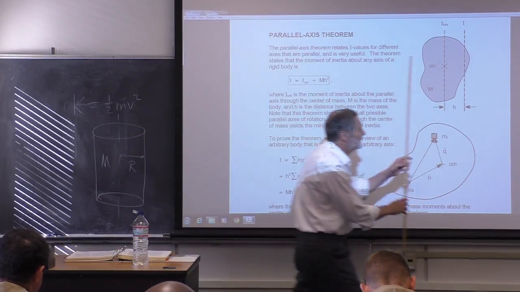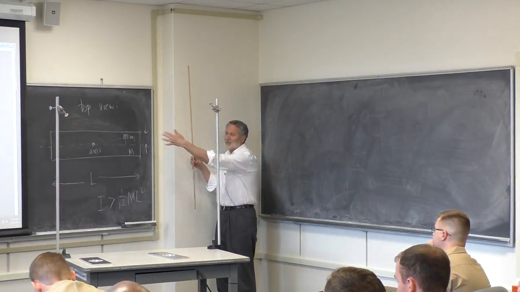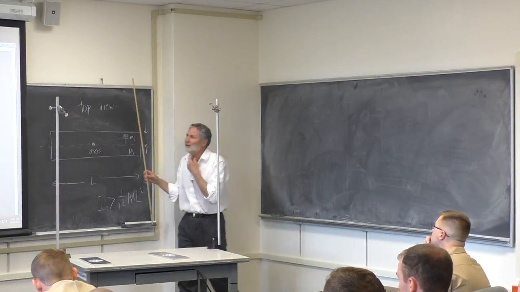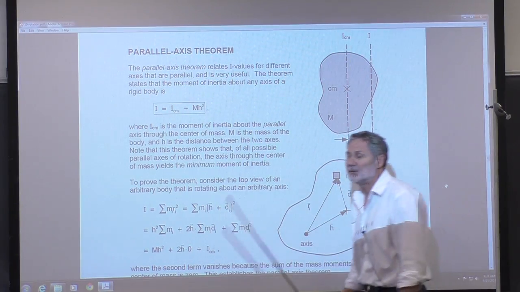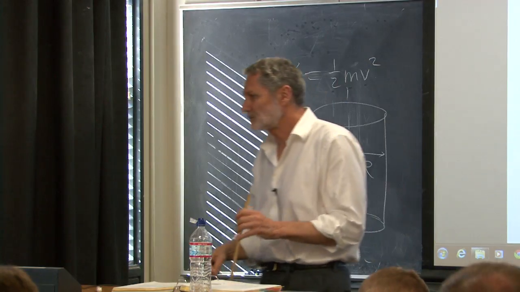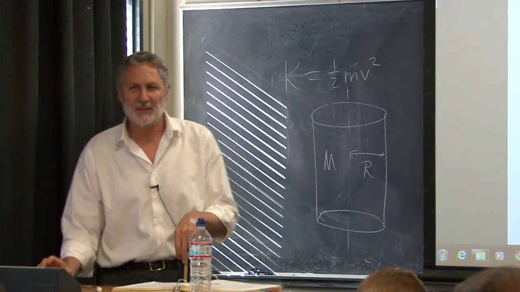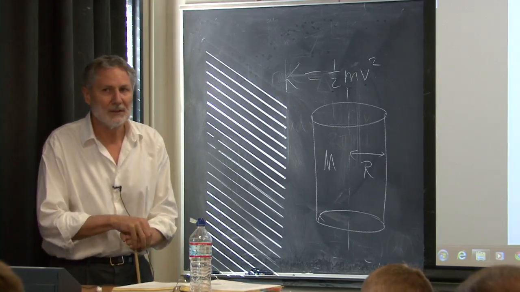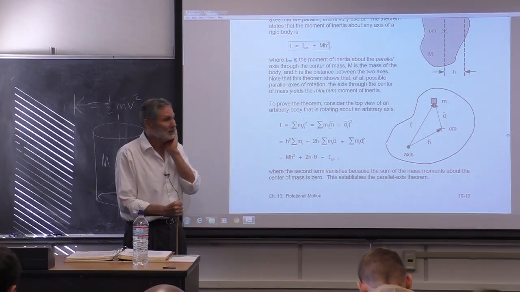If I get over here, I'm going to have a big moment of inertia, right, because I have a big distance here. And the axis that minimizes it among all the parallel ones is the one passing through the center of mass. So here's the proof. Now, this is analytical, okay? The advantage of it is it applies to any rigid body.